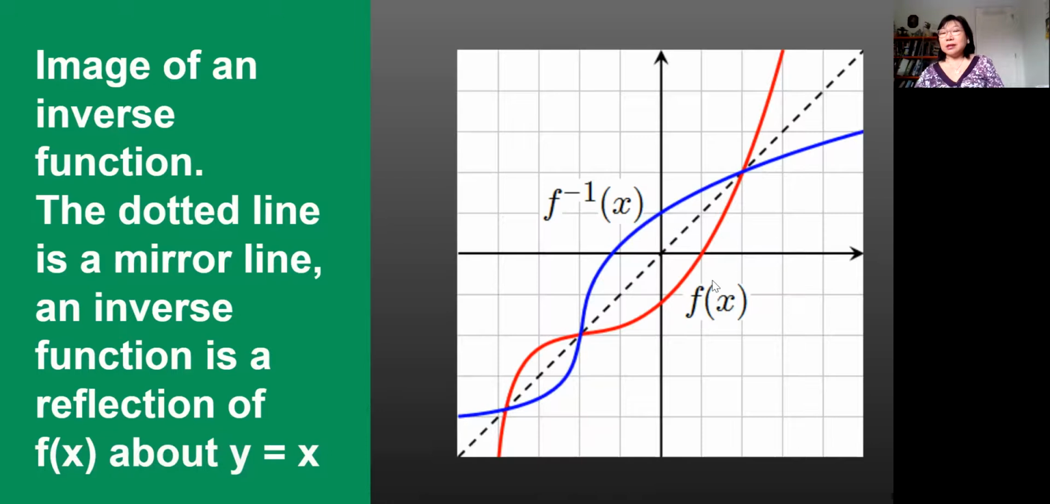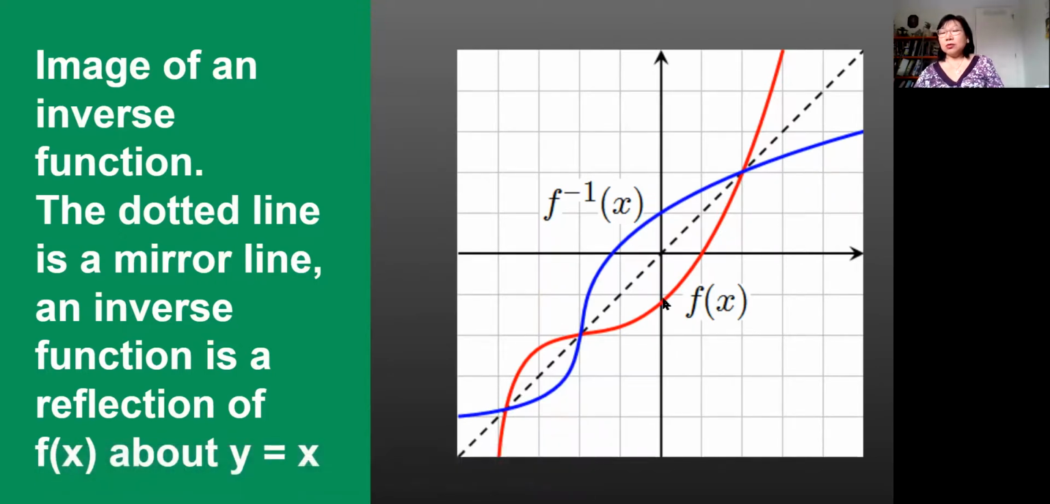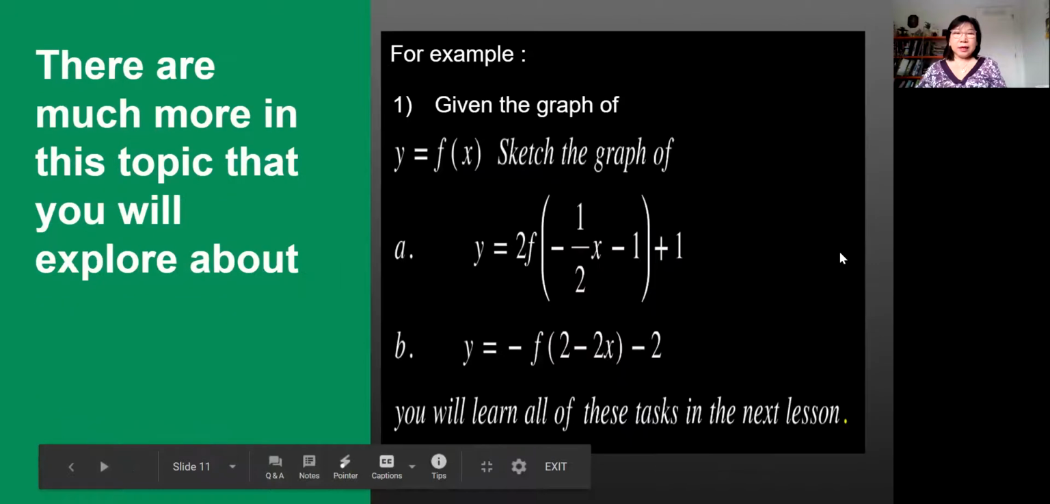And you can sketch them, right? Just draw a linear line perpendicular to this mirror line, which will create another coordinate for you. And when you join all of them, it will create the red function here instead of the blue function. So I hope it's clear, and let's go to the next slide.